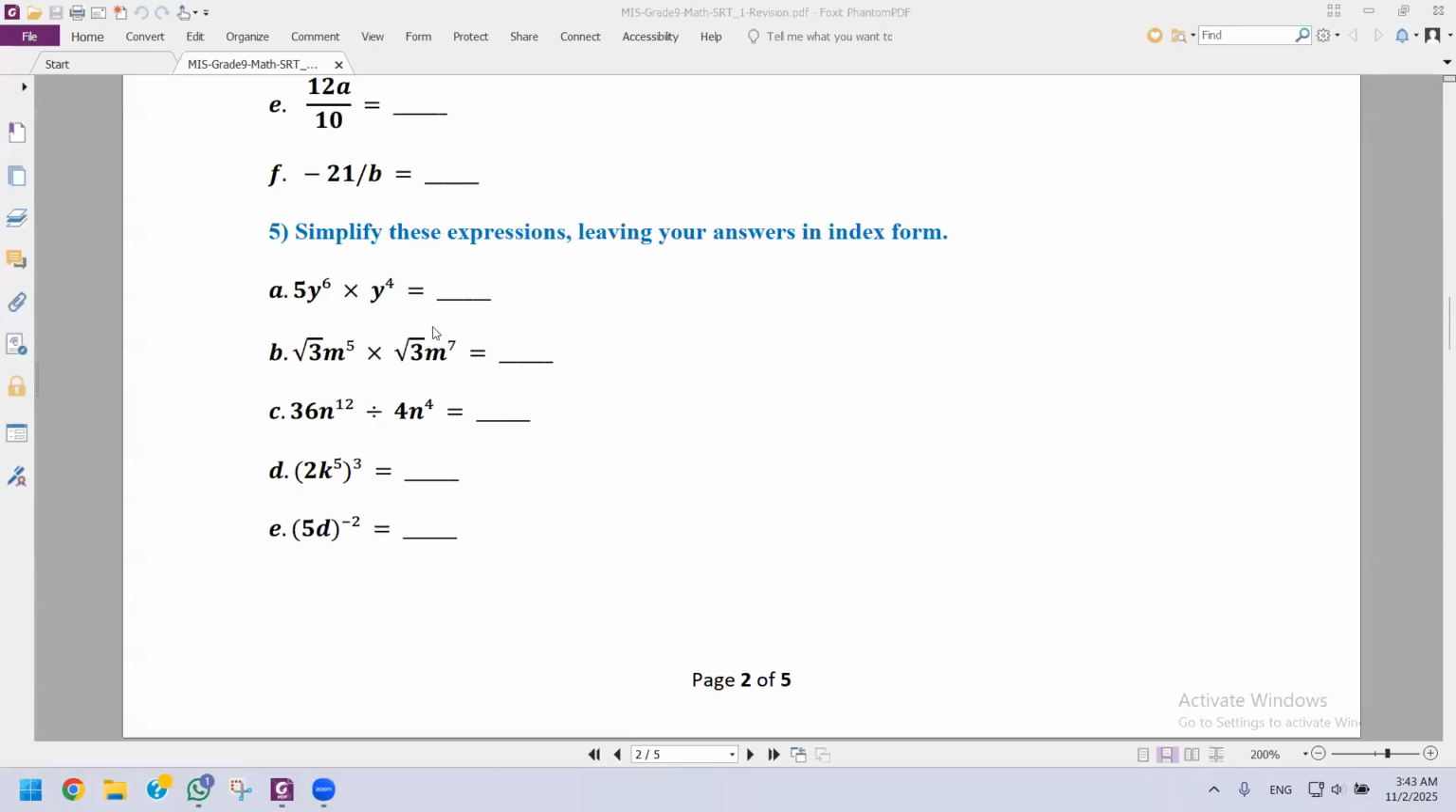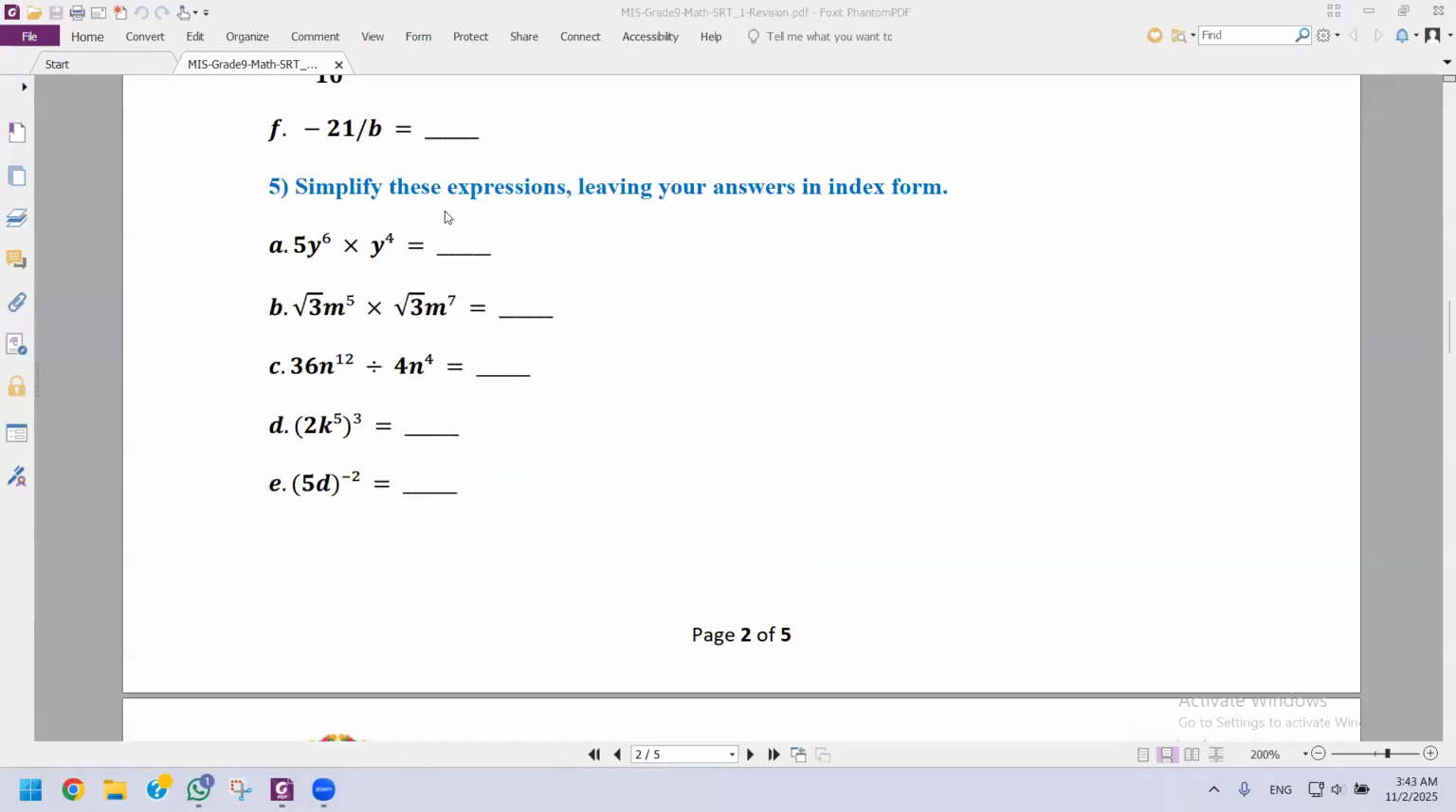Next, simplify these expressions, leaving your answers in index form. So we try to simplify as much as we can. And for the variables, we keep them as powers. Now first, we have 5y power 6 times y power 4. So I write 5y to the power of 10.